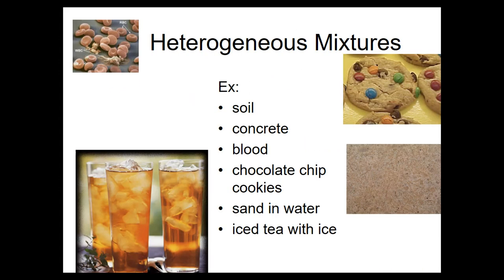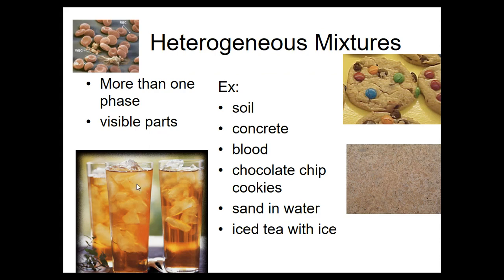Now, if we look at heterogeneous mixtures, these have more than one phase. That means they have visible parts. If we look at this iced tea down here, we see that it has ice cubes, and an ice cube is all frozen water. Then the tea itself has a different composition than the ice cubes. So we say that it has more than one phase, and the two different phases happen to be different states of matter also.